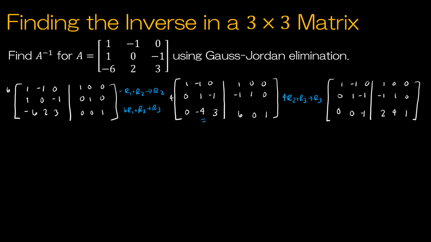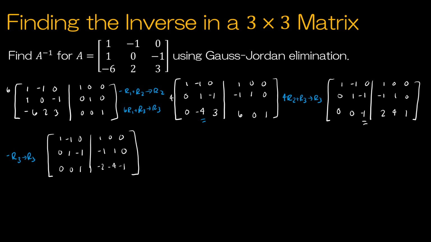So again, looking good on the left-hand side, but this needs to be a positive 1. So I'm just going to take negative row 3 to be my new row 3. That's going to give me 1, negative 1, 0, 1, 0, 0, 0, 1, negative 1, negative 1, 1, 0, and then just negating everything in this last row. Negative 2, negative 4, negative 1.